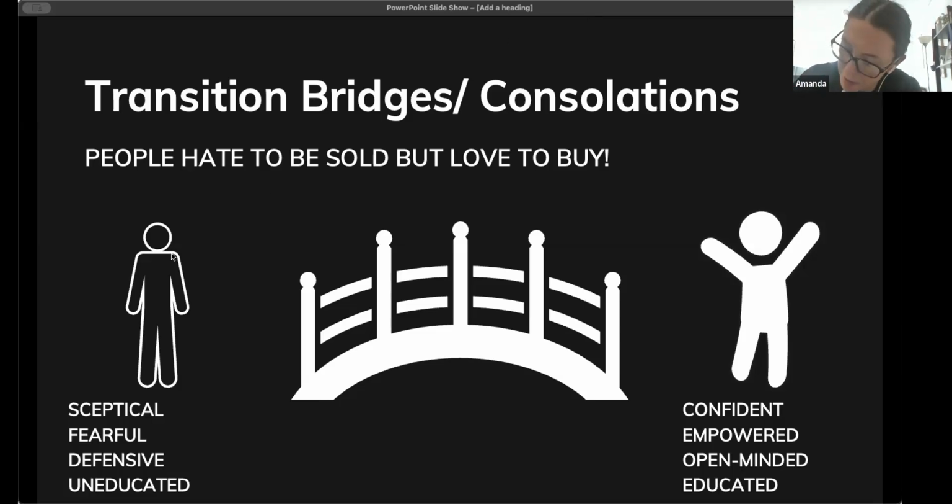Essentially, as the old saying goes, people hate to be sold, but they love to buy. So as soon as you start trying to sell someone, that's when their walls go up and they switch off. But by having these transition bridges in place, what you're able to do is essentially allow them to be sold in their own environment, so they're not talking to you, that's not pressure or anything like that. They're getting educated along the way.